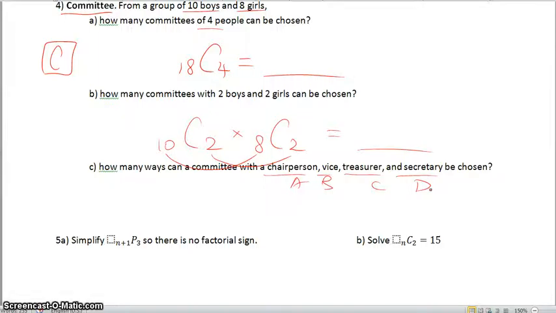So which means order is important here. So this becomes a permutation question. So you can just do 18C4, 18P4, sorry. That would be the answer. 18P4 is the answer. All right.